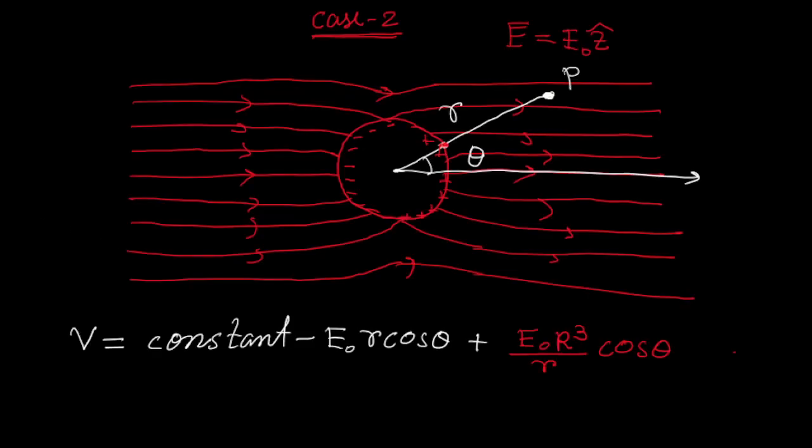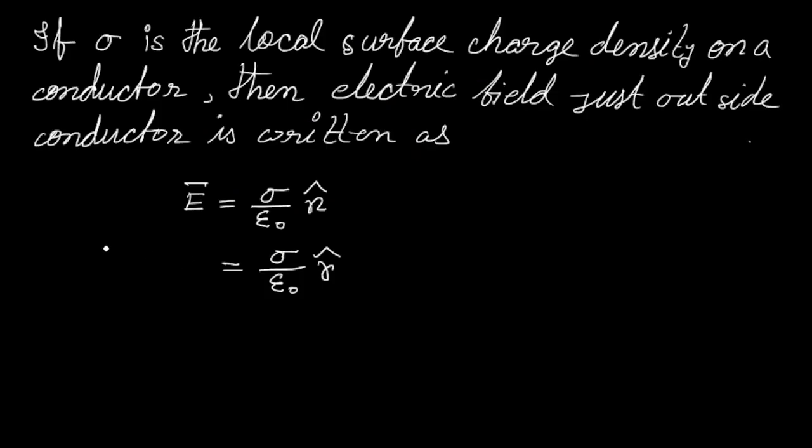So now what we have written here, we have calculated the electric field r component at this point, that is the normal component of electric field at this point. And also, assuming that the surface charge density at this point is sigma, the electric field can also be written as sigma by epsilon naught r cap. So what one can do is equate these two electric fields.